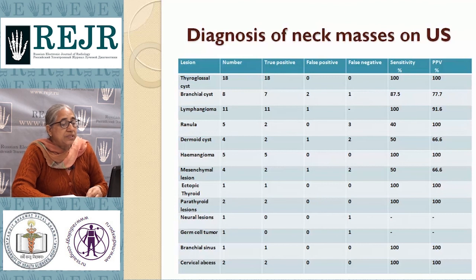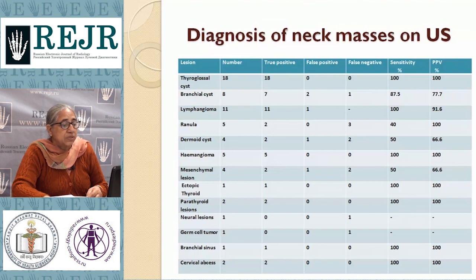Ranula was seen in 5 patients, true positive 2 and false negative was seen in 3. Sensitivity was 40% and positive predictive value 100%. Dermoid cyst was seen in 4 and with the true positive in 2 and false positive 1. False negative was seen in 2 patients, a sensitivity of 50% and positive predictive value of 66.6%.